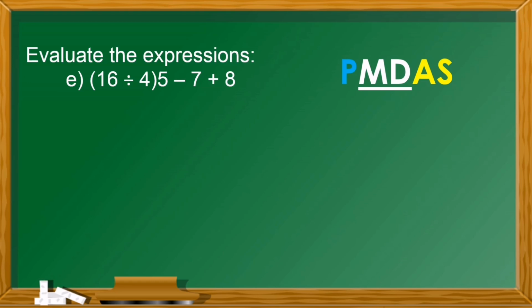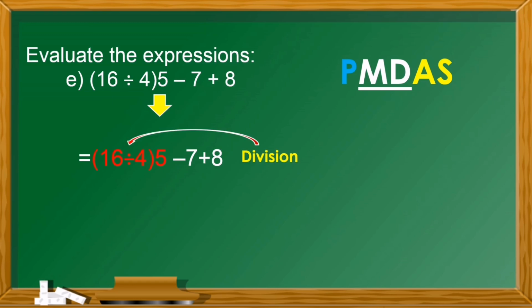In letter E, the given is 16 divided by 4, parenthesis 5 minus 7 parenthesis plus 8. As we can see, 16 divided by 4 is inside the parentheses. So we need to perform 16 divided by 4, and the result is 4. So, after the parentheses, there is 5. In that case, we need to multiply the result of 16 divided by 4 to 5. And the result is 20.